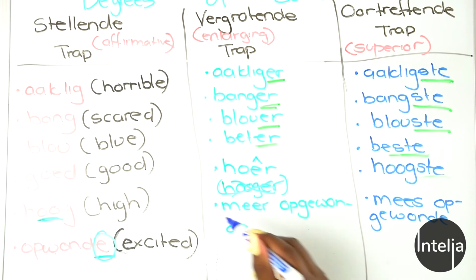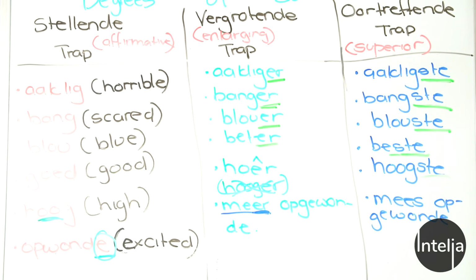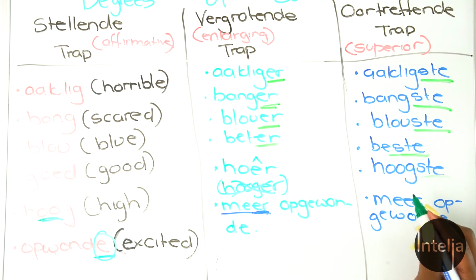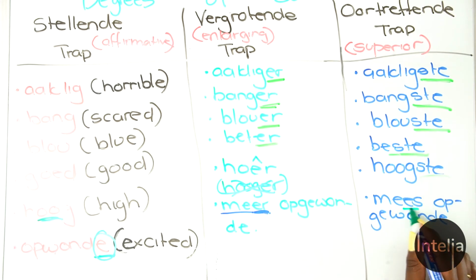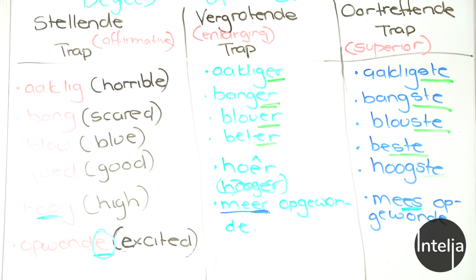Meer opgewonde. Meer. Do you see your ER? Mees opgewonde. No STE, but I guess ES, right? So that is meer and that is mees. There are words where you have to put more and most in front of them versus actually putting an ER or an STE because it does not make it grammatically correct. So I gave you guys two exceptions, one with a different spelling.